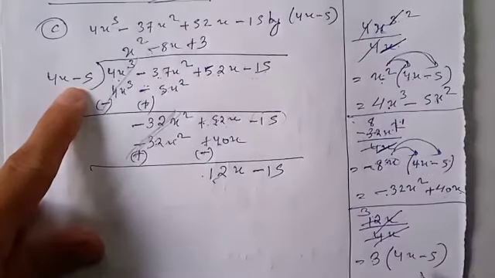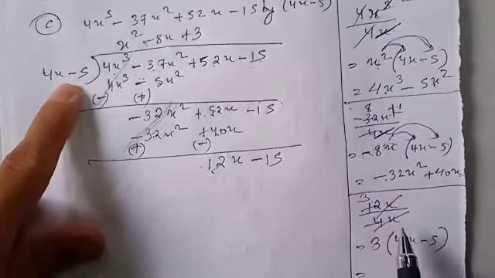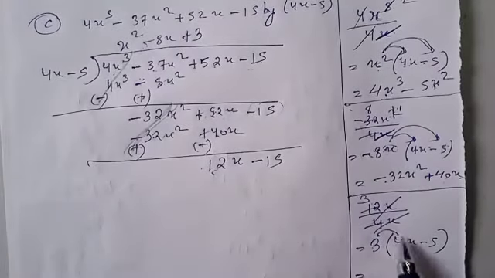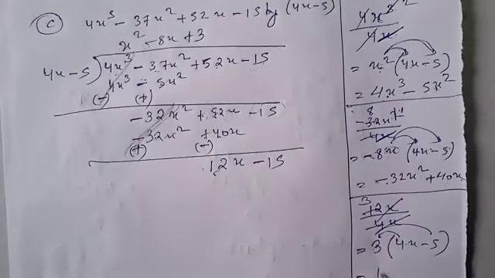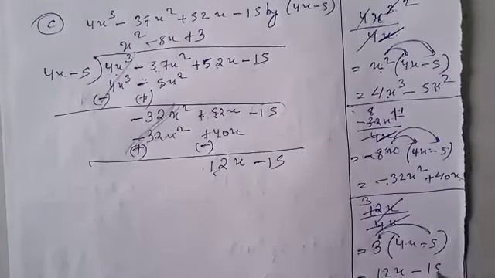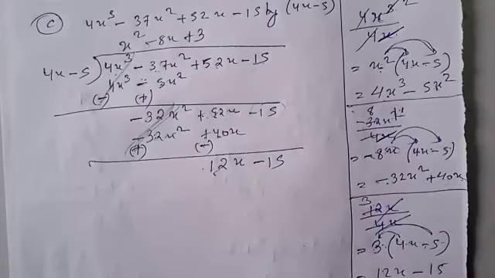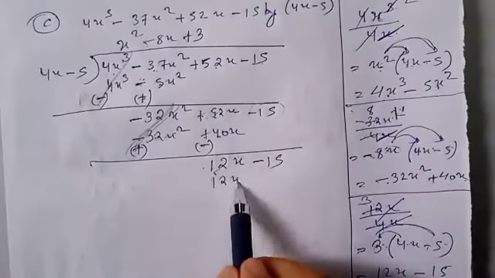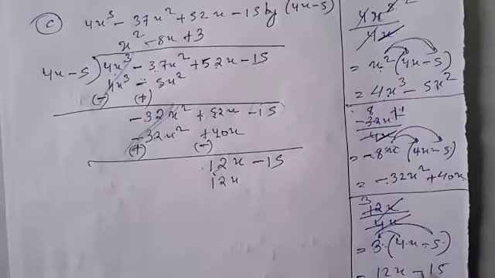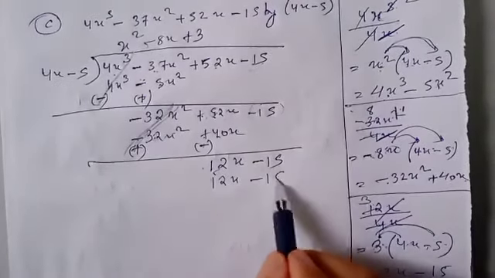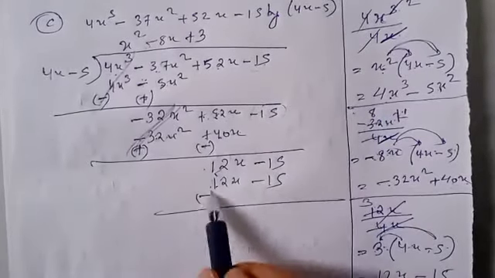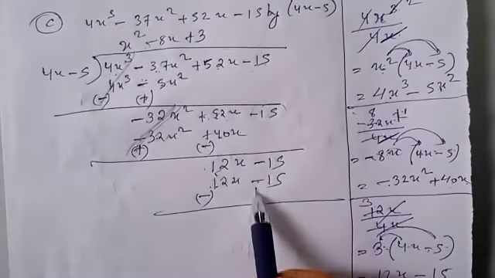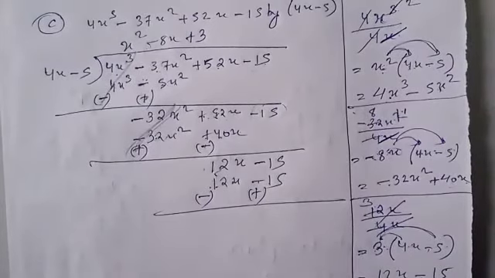Again, this plus 3 into the divisor 4x minus 5, two terms inside the bracket. Now let's remove this bracket. 3 into 4x, 3 into minus 5. 3 fours are 12, x only one, and 3 fives are 15, no x, right? So 12x, you write here 12x, not x squared, and minus 15. Now change the sign. 12x, this is plus, so change into minus. 15, this is minus, so change into plus, okay?